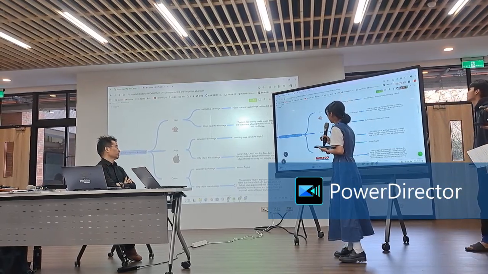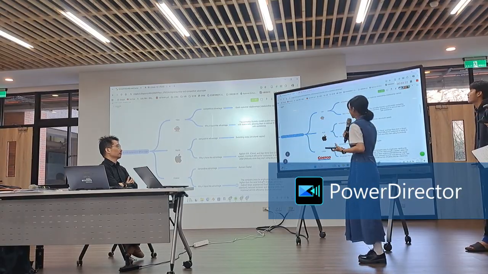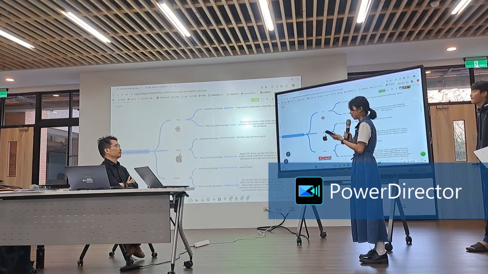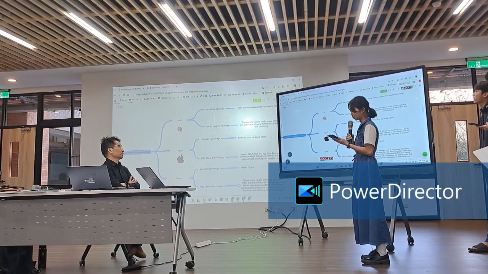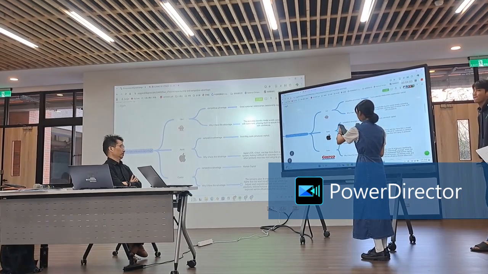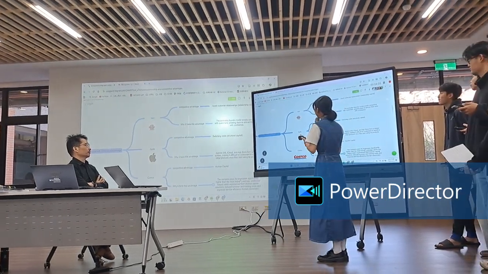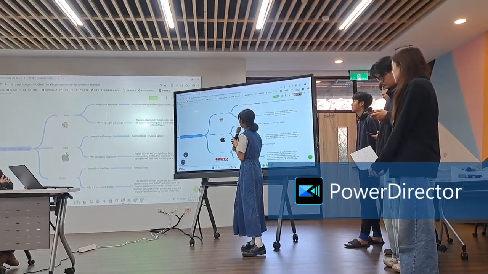Okay, and then I will introduce the companies with competitive advantage. As we all know, there are two sources of competitive advantage. One is capability and another is resource. The competitive advantage of these three companies all stems from resource. And the first one we want to introduce is TSMC.